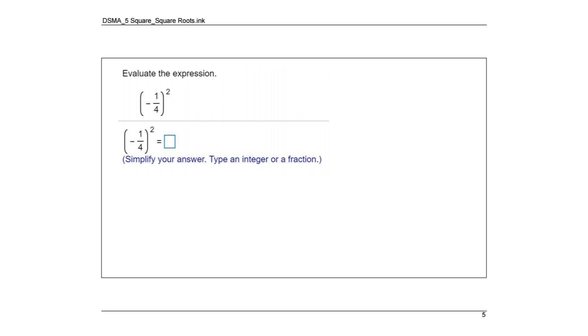All right, so this is negative 1/4 squared. Because of the parentheses, we know that this is going to be negative 1/4 times negative 1/4. The negative is raised to the power as well, which gives us a positive number. And then for multiplying fractions, we have 1 times 1 and 4 times 4. So we end up with 1/16. And again, we can put this in the calculator as well.